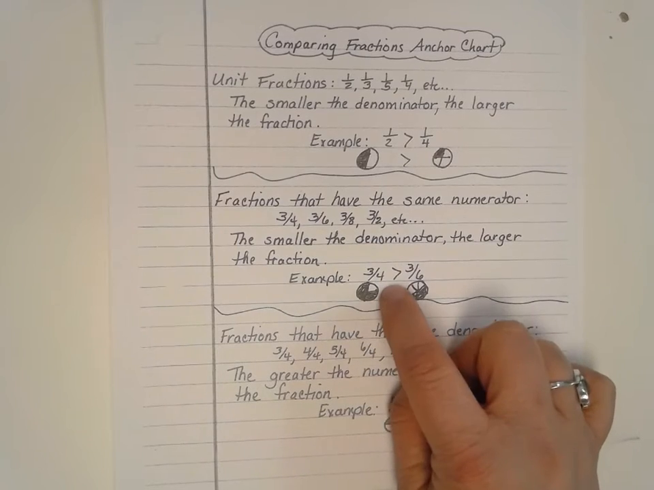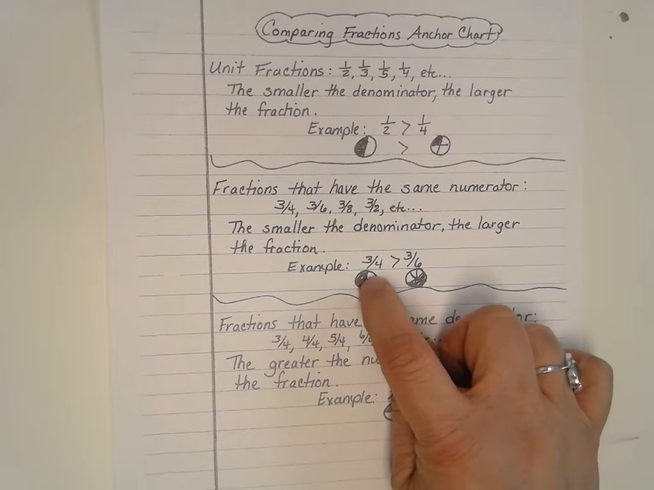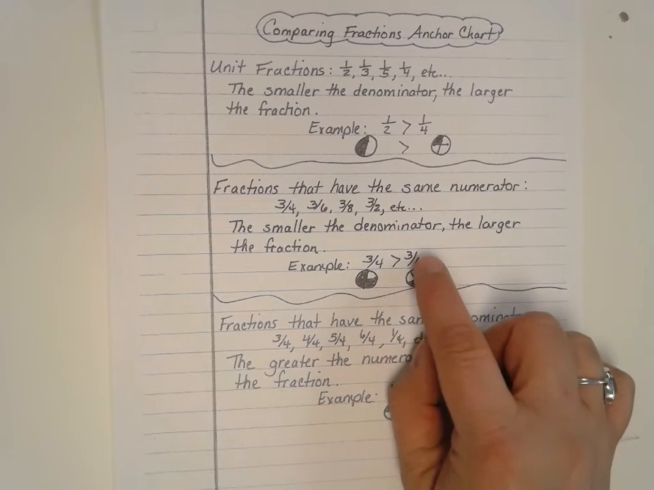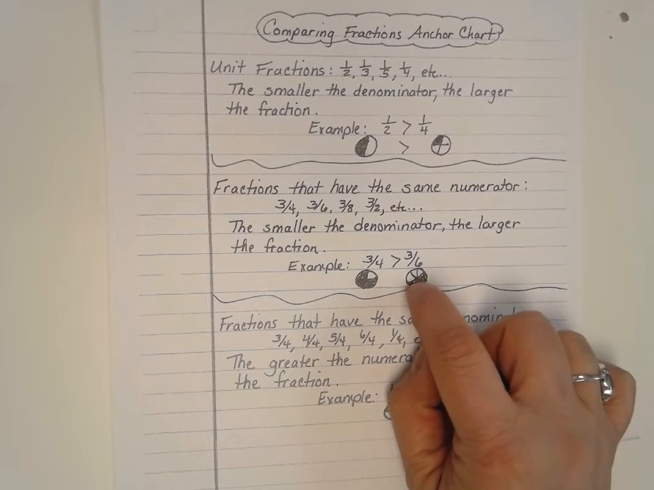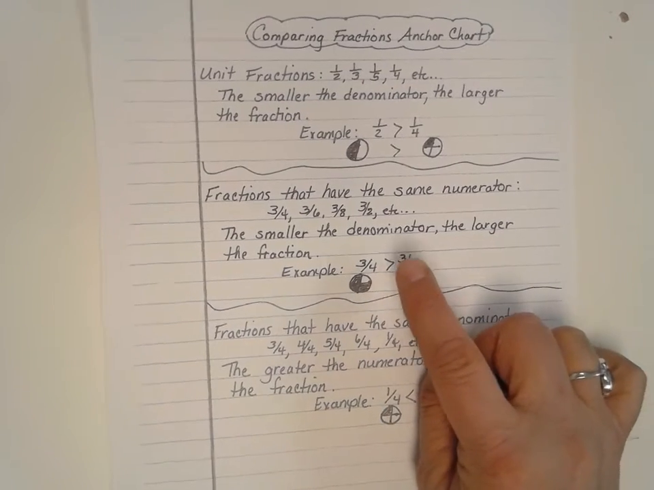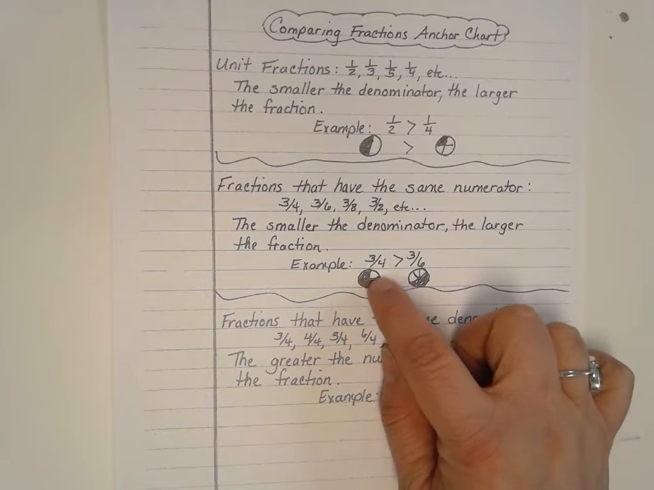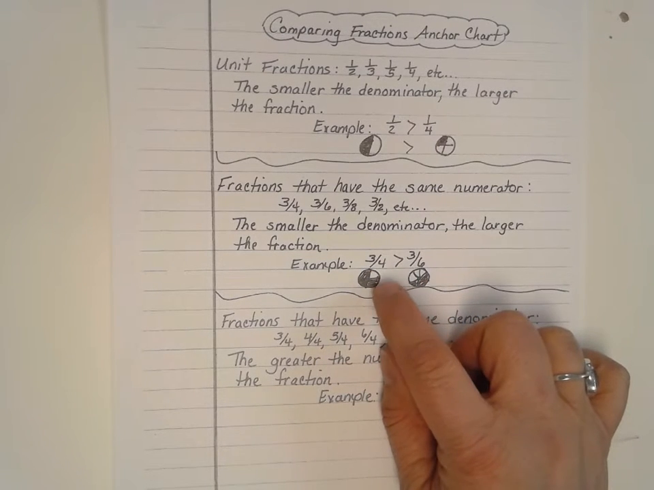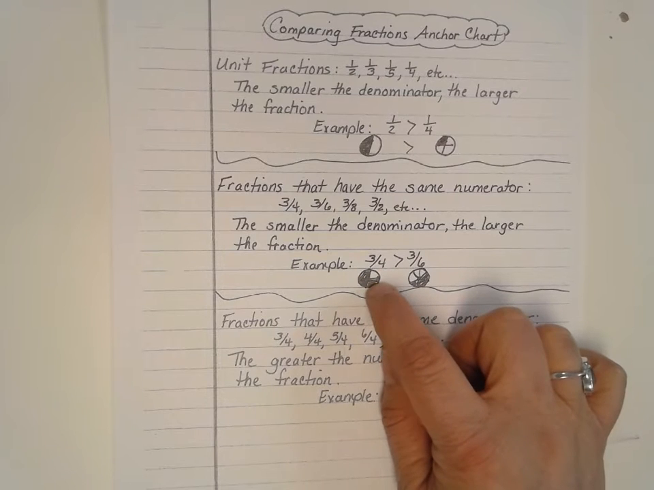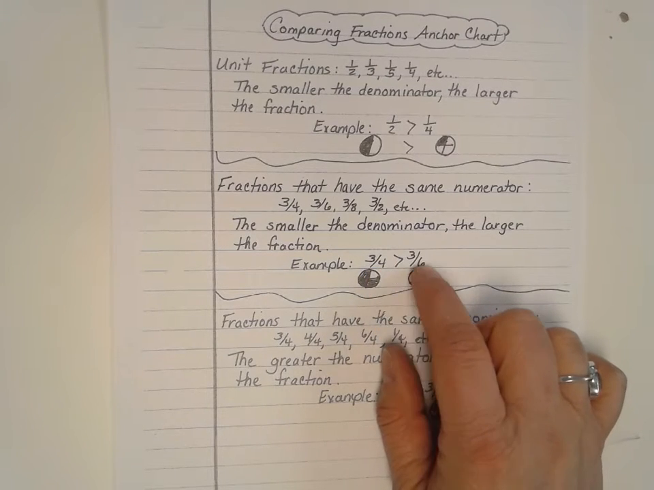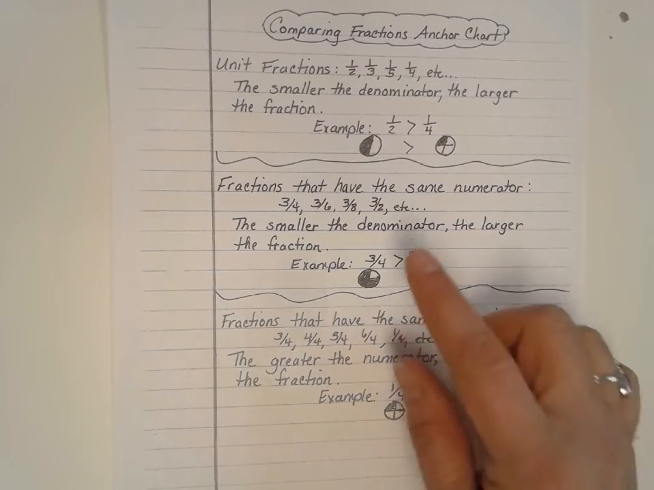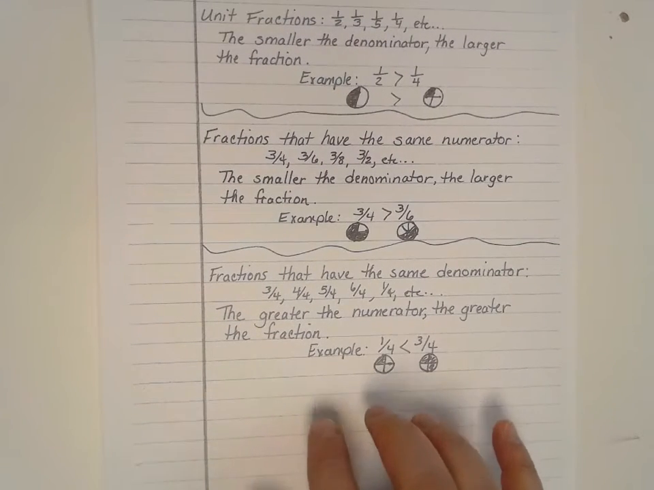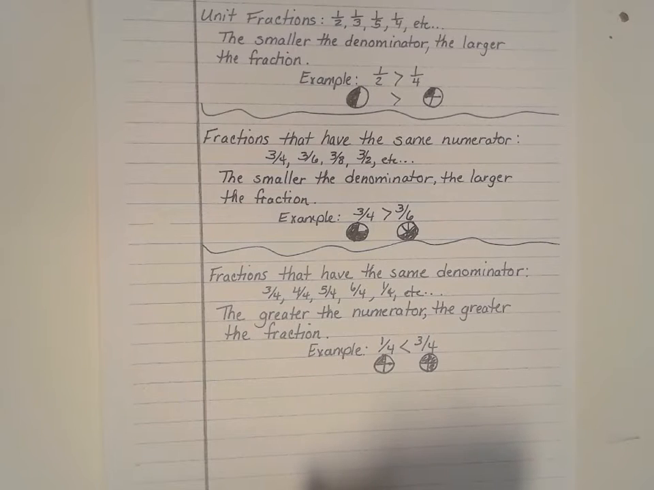So for 3/4, there's 4 sections here, 1, 2, 3, 4, and we have 3 of them. That's that section. And for 3/6, we have 1, 2, 3, 4, 5, 6 sections, and 3 smaller pieces are going to be smaller than 3 larger pieces. Even though the 4 is smaller than the 6, the pieces are bigger. Fractions that have the same denominator, then you look at the numerator, and the greater the numerator, the greater the fraction.